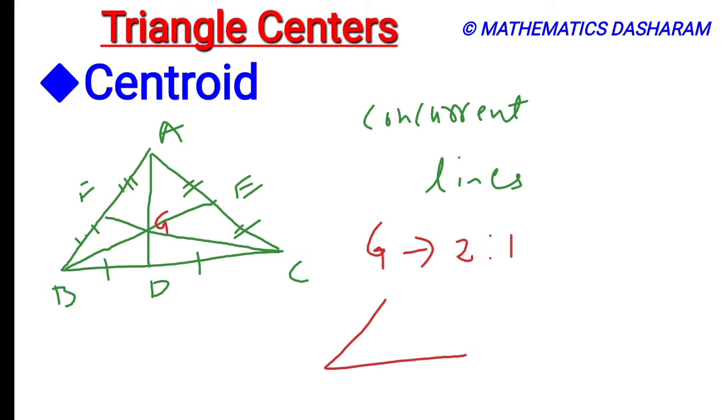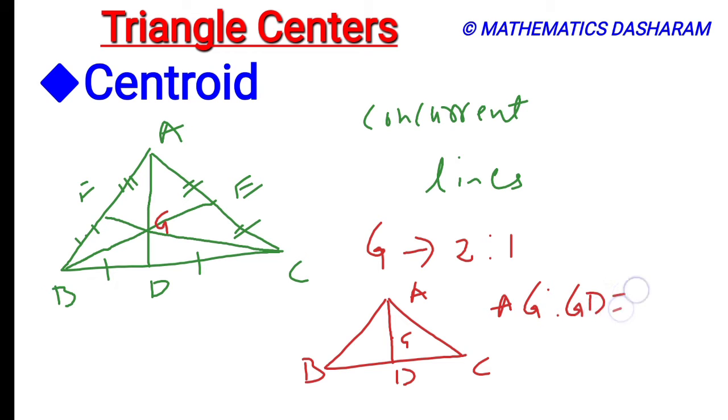For example, in the triangle ABC, let's draw only one median. So here is a capital G, so then the capital G divides the median in the ratio 2:1. So that means AG is to GD is equal to 2:1.